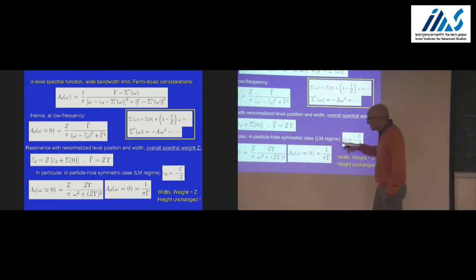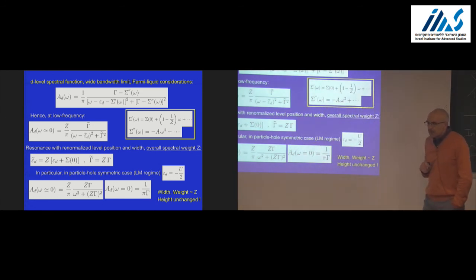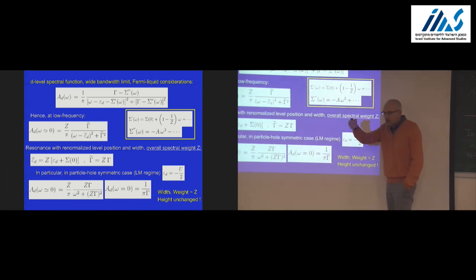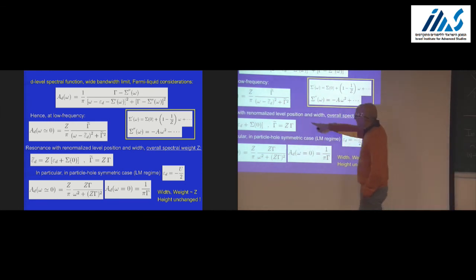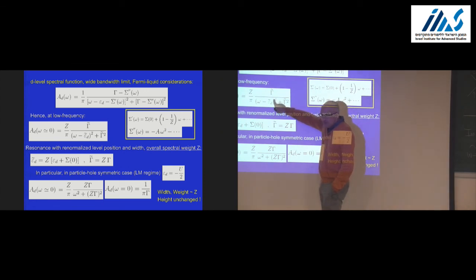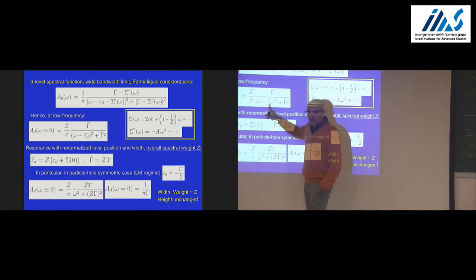Let me focus in particular on the particle-hole symmetric case. In the particle-hole symmetric case, which is the center of that local moment plateau, where there is exact symmetry between the empty and the doubly occupied state, this spectral function must be even in frequency. So it must be, because of symmetry, that this epsilon d tilde is 0. Good, I can get rid of that.